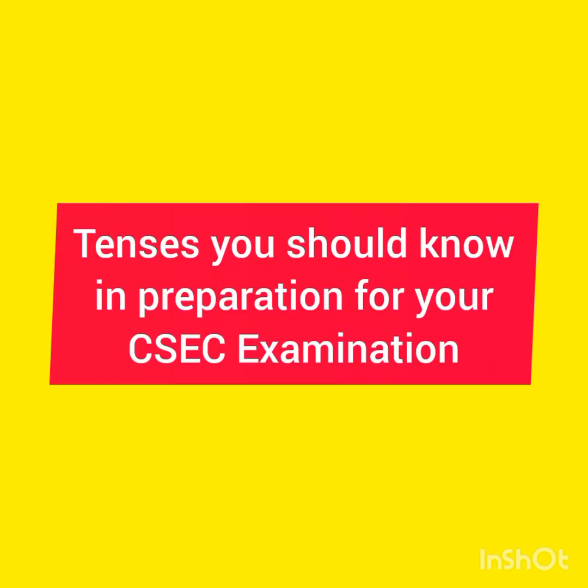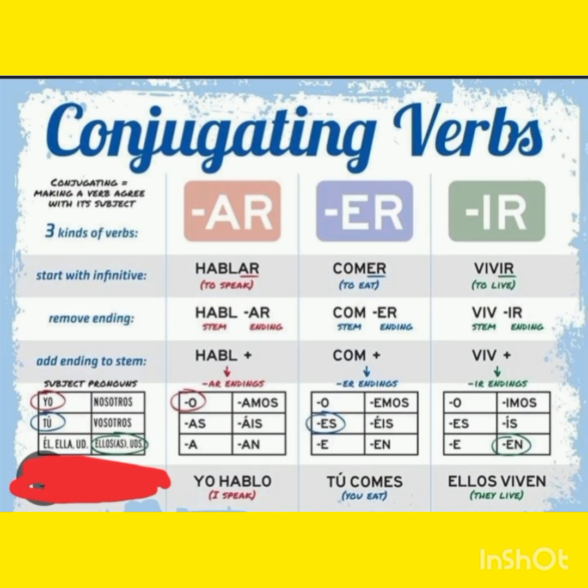We will now look at some tenses you should know in preparation for your CXC examination. We're going to look at the present tense in this diagram. So when you're conjugating verbs, identify which type of verb you are conjugating. There are 3 types of verbs in Spanish. We have AR, you can see it here in peach, ER in purple, and IR in green.